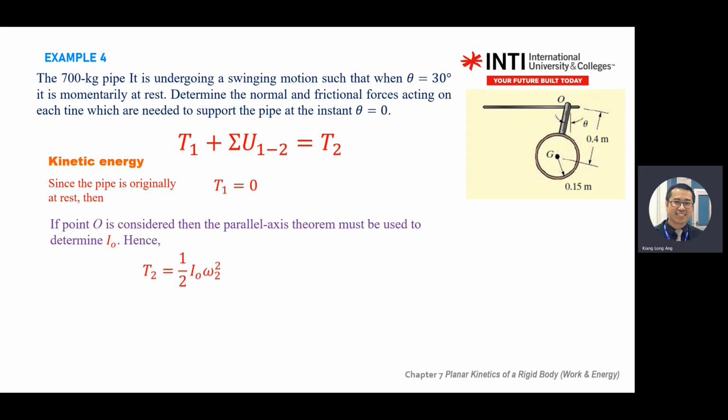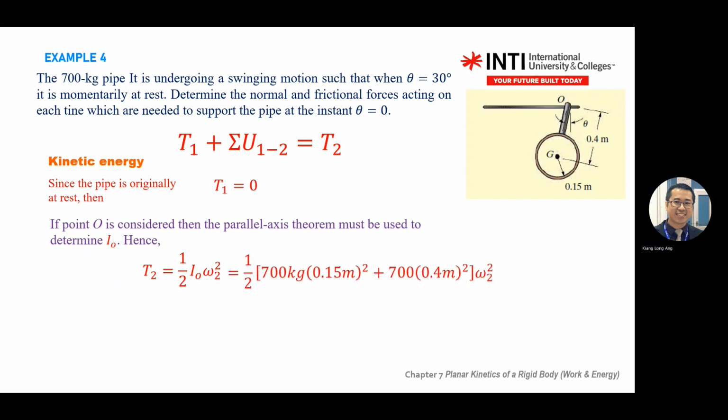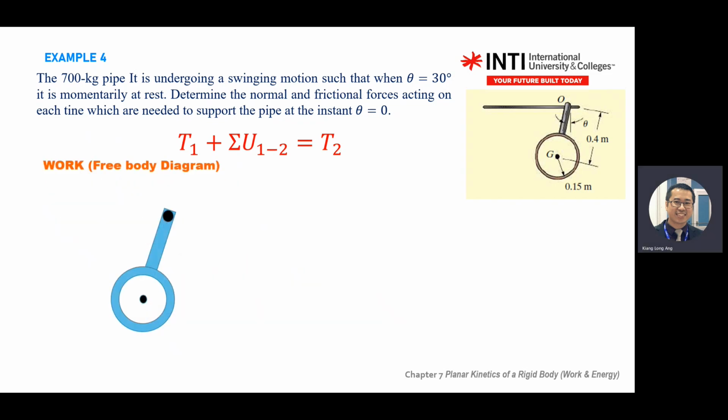So you need to calculate your IO, because your T2 equals 1/2 IO omega square, where IO equals mr square plus md square. I did explain how to get this in chapter 6, we'll recap. So you get T2 in omega, and the work in omega. You simplify the equation.